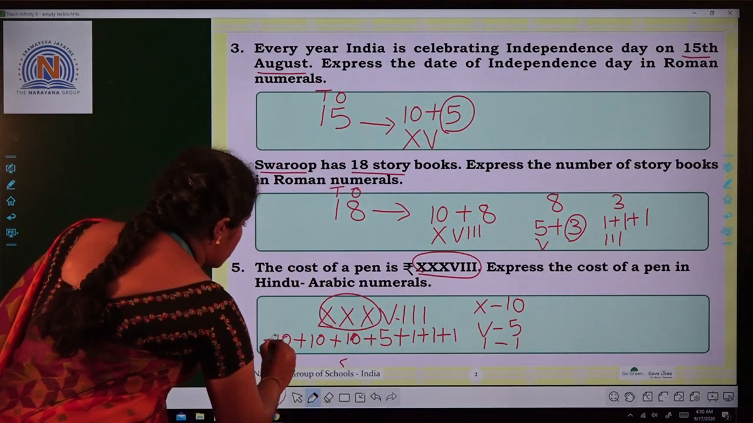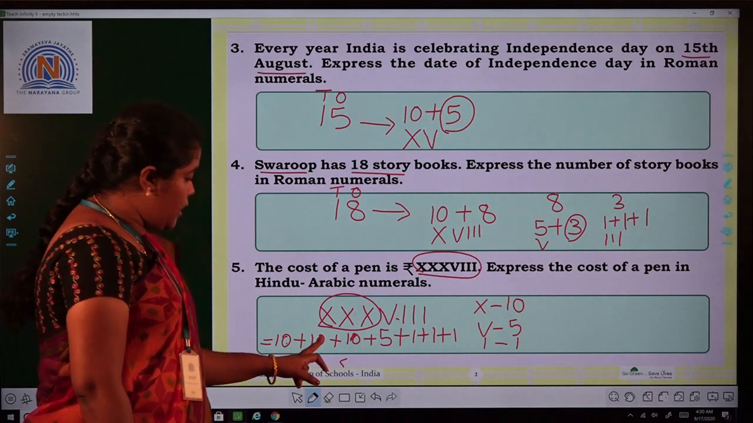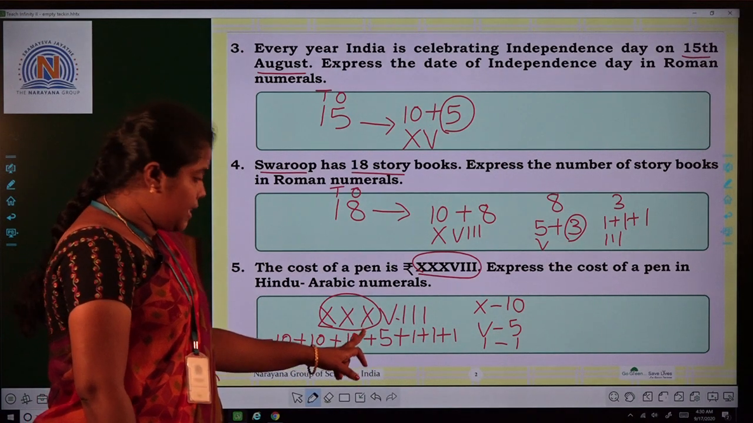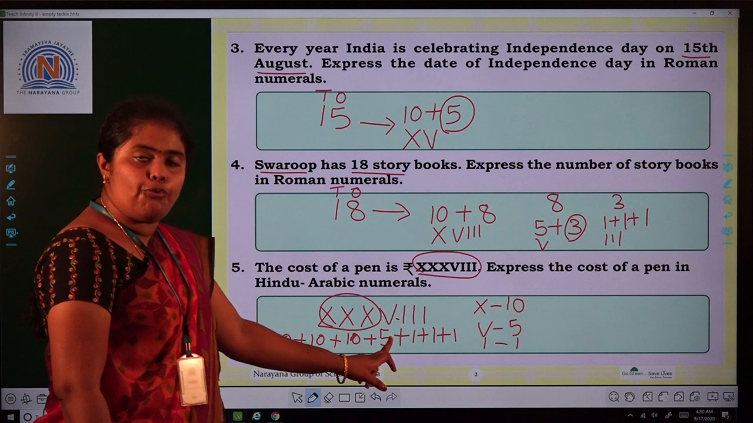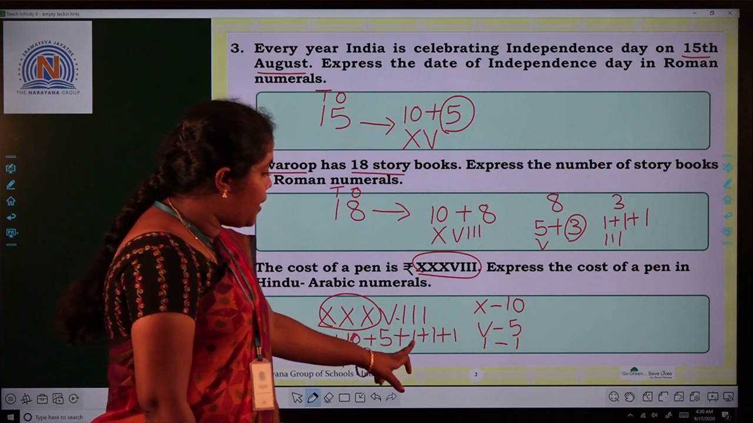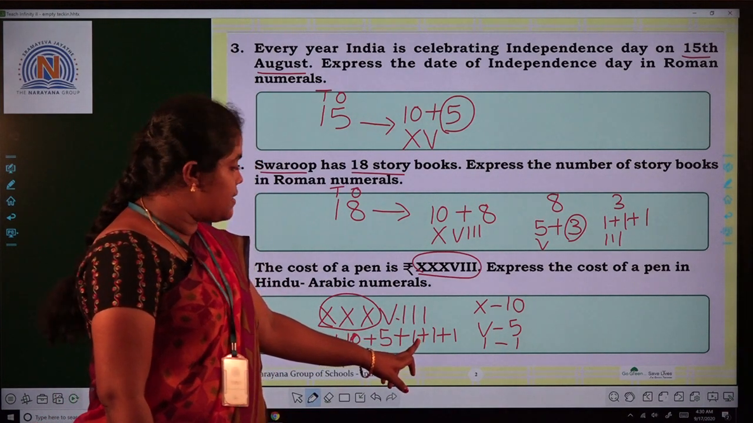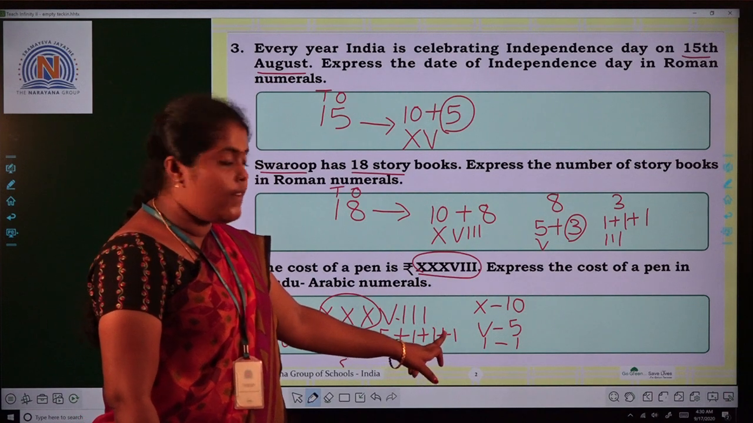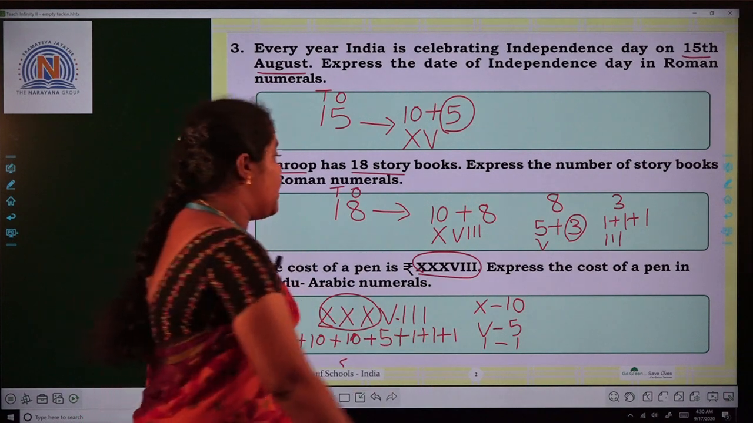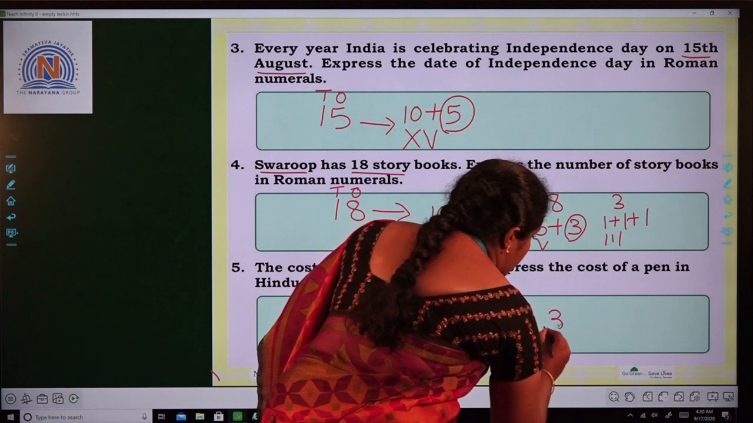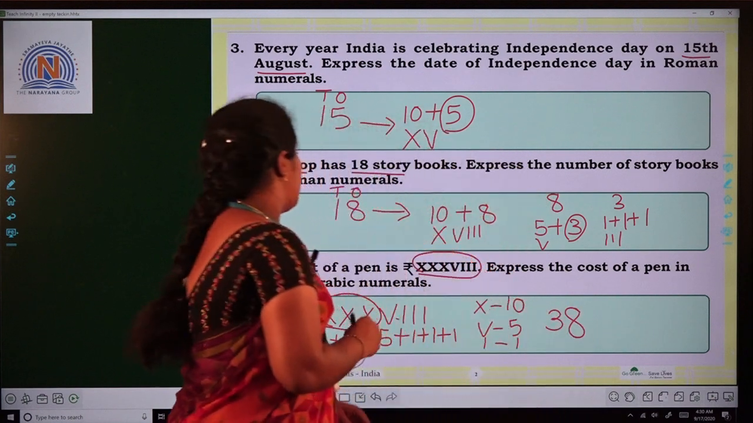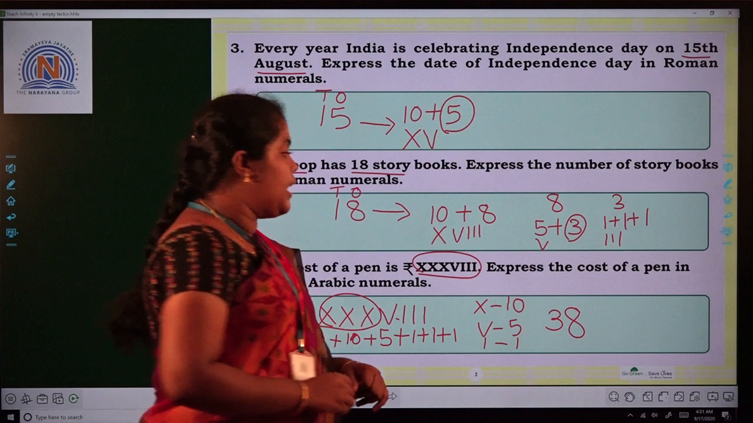Now we have to do the addition. 10 plus 10, 20. 20 plus 10, 30. And 30 plus 5, 35. 35 plus 1, 36. 36 plus 1, 37. 37 plus 1, 38. The answer is 38. The cost of the pen is 38.